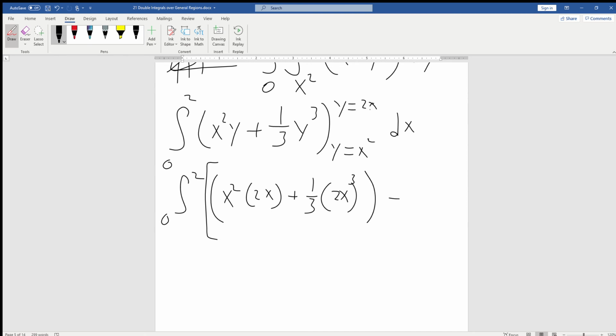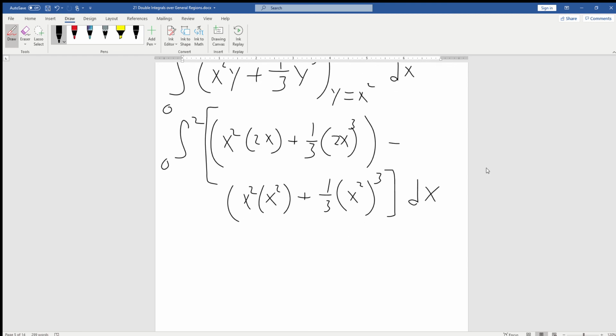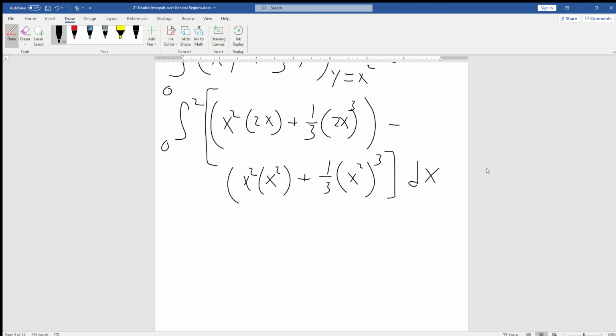minus, now we're going to substitute the x squared back in. So that's going to be x squared times x squared plus 1/3 times x squared cubed. All right, so that's our integrand now. Now we still have dx. We certainly don't want to evaluate this without doing a little bit of simplification, or in this case, a lot of simplification.